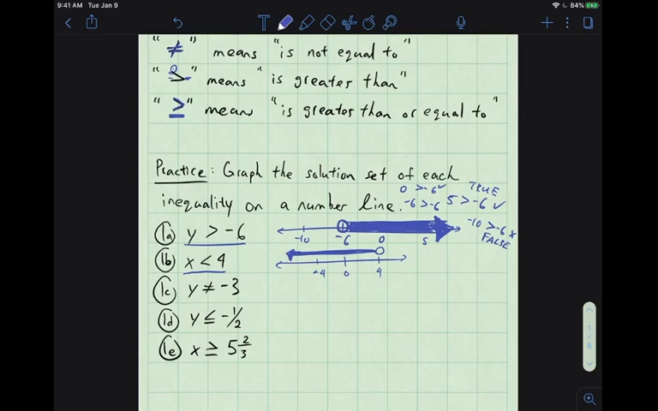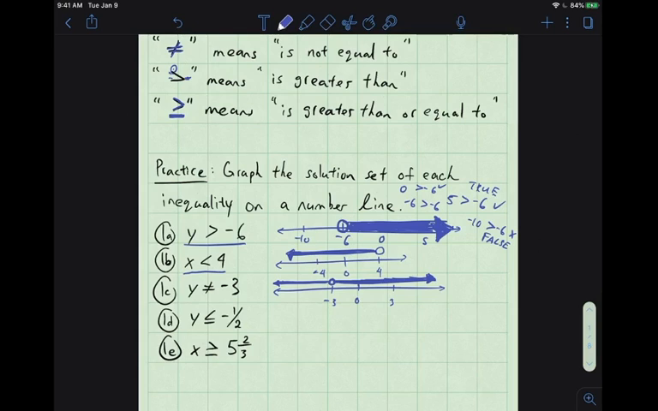For 1c, we have y is not equal to 3, so that one would look like, let's say 0 is here, positive 3 is here, negative 3 is here, every number that's not positive 3 would work here. So now you have arrows that extend both ways, because it could be -4, -5, -6, -7.1, or +2, +3, +4, infinity, so on and so forth. Okay, not equal to 3.